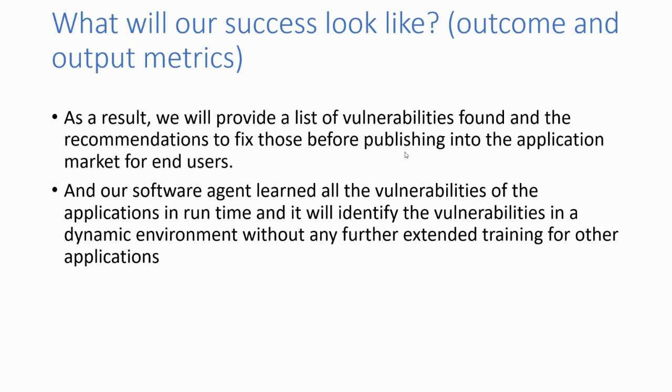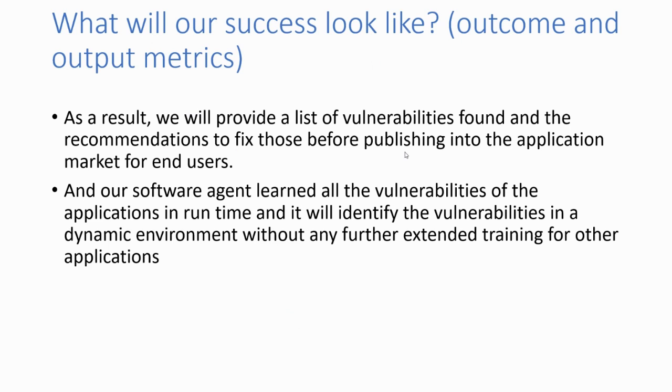Before getting into the deeper idea or our implementation, let's look at what our success, the outcome and output metrics, will look like. One of the outcome metrics is that the software agent learns all the vulnerabilities of the application at runtime, and identifies vulnerabilities in a dynamic environment without any further extended training for other applications. We provide some set of applications as test or training data, and we provide an environment where the application is installed. Whenever a test user tests all the application features, we listen to all the actions that happen in the application, and we provide this information back to the software agent, which gets trained to identify any vulnerability at runtime.